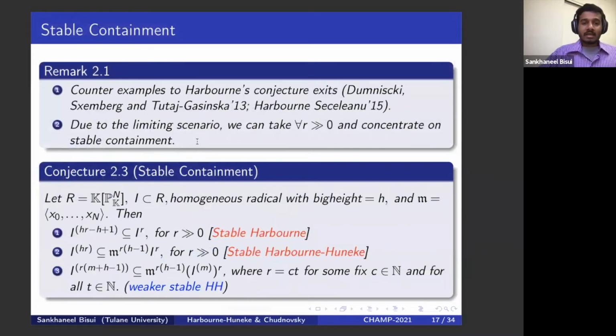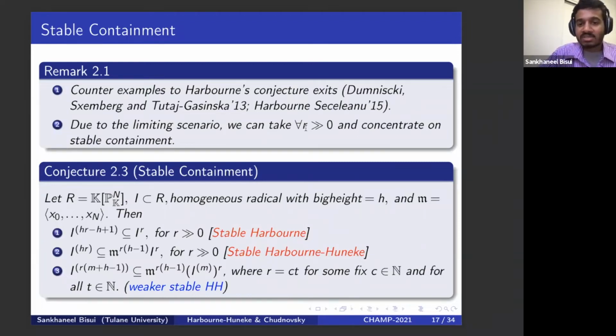Now, do the containment conjectures always hold? The answer is no. There exist counterexamples to Harbourne's conjecture, found by Dumnicki, Szemberg, and Tutaj-Gasińska, and also by Harbourne and Seceleanu. But this counterexample is really interesting, and we have a scenario where we can take the limit. So we can avoid what happens for the first few cases. We just need to look into what happens after some stage and from there onwards.